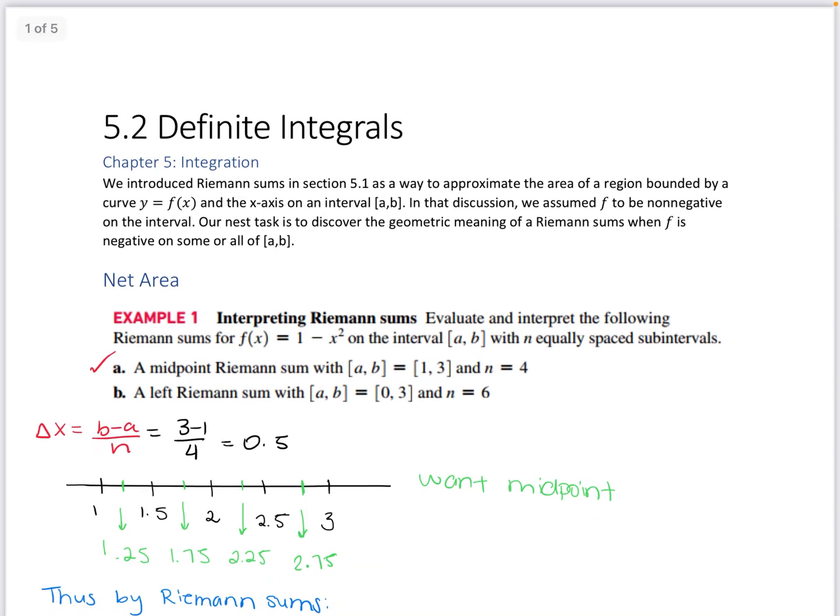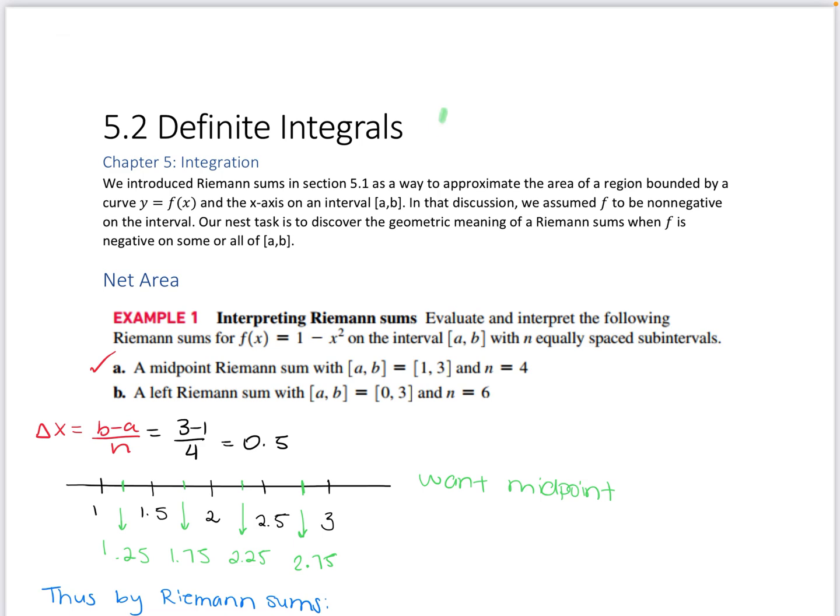Section 5.2, Definite Integrals. So we're continuing the idea of Riemann sums. And the whole purpose, and generally the whole idea of this section, is to see and introduce the idea of Riemann sums and build it to an integration.